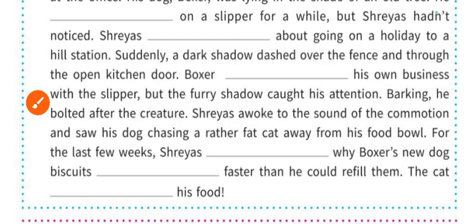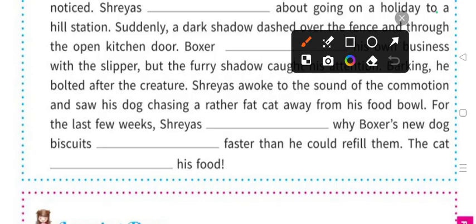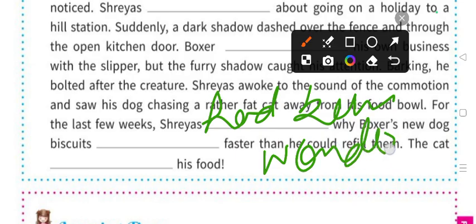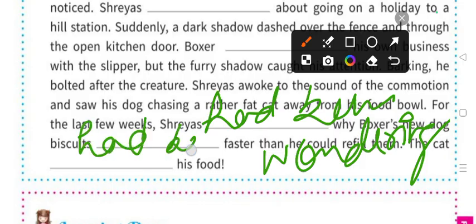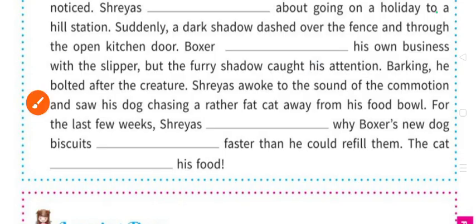Barking, he bolted after the creature. Shreyas awoke to the sound of the commotion and saw his dog chasing a rather fat cat away from his food bowl. For the last few weeks, Shreyas had been wondering why Boxer's new dog biscuits had been disappearing. Had been disappearing faster than he could refill them.